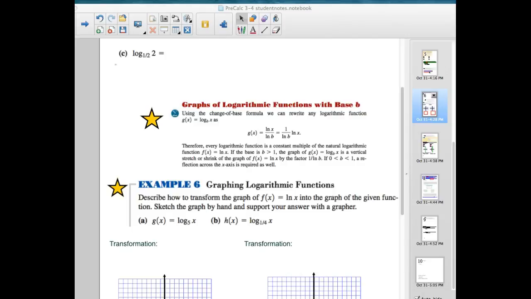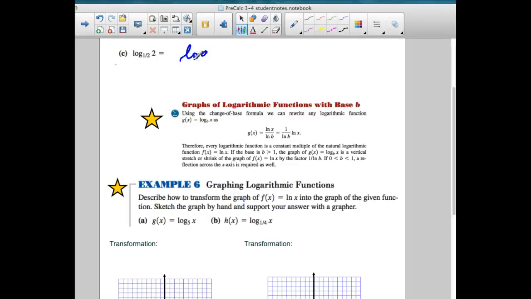All right, this is a continuation of notes for section 3.4. I had asked that you review the last example we did yesterday because it does apply to what we're doing today. So when we use that change of base formula, what did we do to the log base 1/2 of 2? How do we rewrite it? Okay, so log of 2 on top. What's on the bottom?